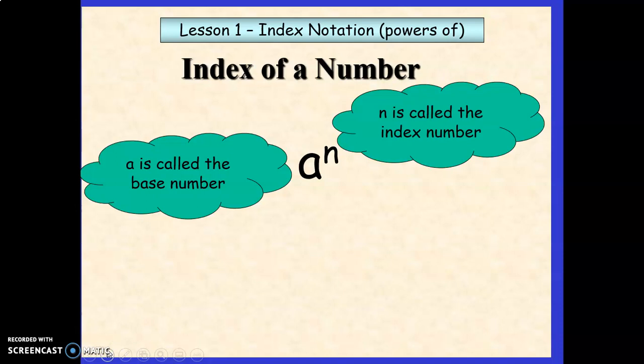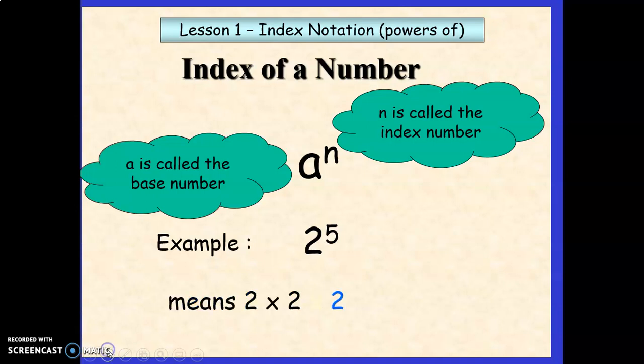An example of this would be 2 to the power of 5. So the number 5 tells us that 2 is multiplying by itself 5 times. Okay, so that would be 2 times 2 times 2 times 2 times 2. And if we work that out, we should get the answer of 32. Now what I'd like you to do at this point is pause the video just now and copy this part down into your notes jotter.